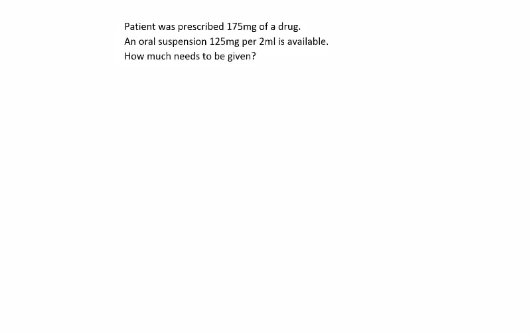The patient was prescribed 175 milligrams of a drug. So this is what we want to give to our patient. A neurosuspension, 125 milligrams per 2 mils, is available. So that is what we have in stock. That's the concentration of the drug, and we need to work out how much to give.